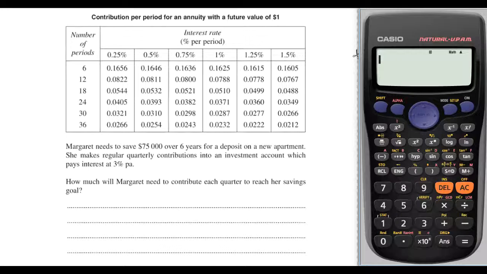Question 28d. Margaret's quarterly interest rate will be 3% divided by 4, which is 0.75%. In 6 years, there will be 6 times 4, or 24 quarters.